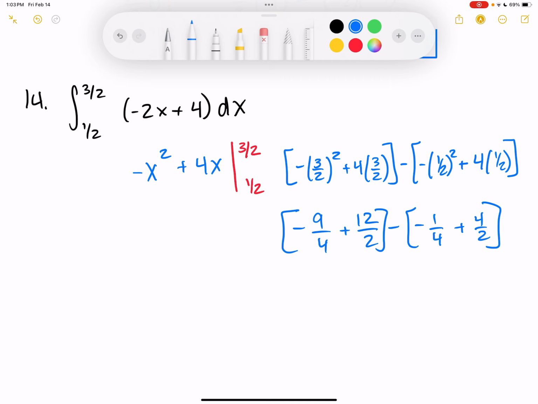So negative 9/4 plus 1/4 would be what? Negative 8/4. Then 12/2 minus 4/2 would be 8/2, which is 4. Why did I say over 12? So this is plus 4. So this is negative 2 plus 4 is 2. So that's your answer.